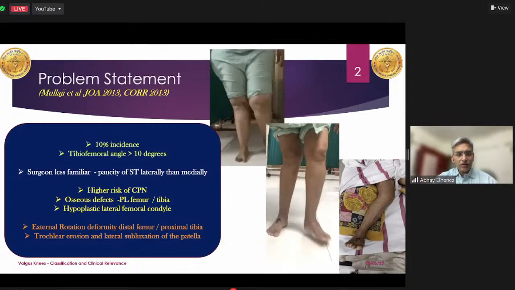Overall, world literature speaks of three basic common reasons why the valgus knee is more difficult than the varus one. One, the surgeons are less familiar, and there's a paucity of soft tissue laterally as compared to medially. The second is the higher risk of common peroneal nerve palsies, especially in those with flexion valgus. There are osseous defects in the lateral femoral condyle, as well as in the posterolateral femur and the tibia. And an increased Q angle manifests as an external rotation deformity of the distal femur and proximal tibia, and sometimes, because of chronic remodeling changes, also causes trochlear erosions and lateral subluxations of the patella.